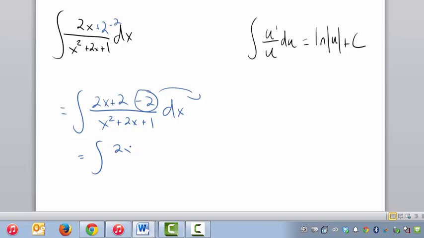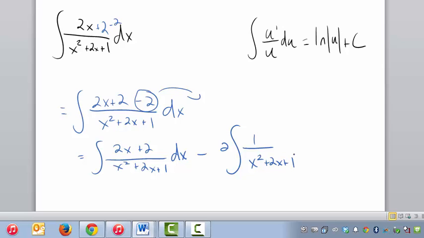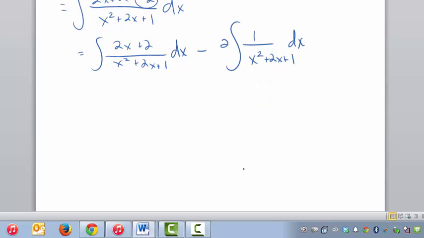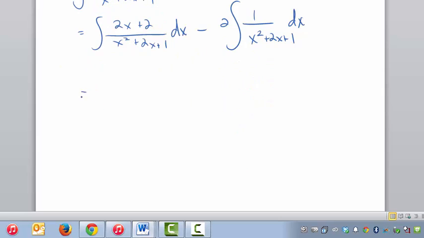rational function. So that's equivalent to 2x plus 2 over x squared plus 2x plus 1, and that's what I want, minus 2 times just 1 over x squared plus 2x plus 1. Okay, so what we've done is we've created two integrals that I think we can deal with, because this first one is just the natural log of that denominator, x squared plus 2x plus 1. If I take the derivative of that, it would be 1 over x squared plus 2x plus 1 times the derivative of that, which is 2x plus 2, so check.